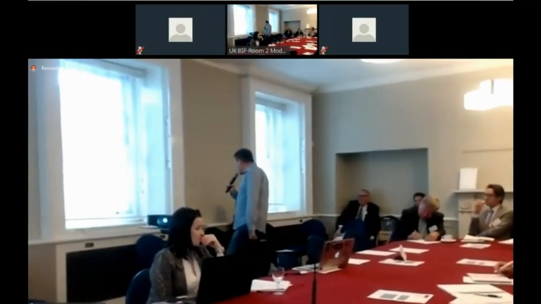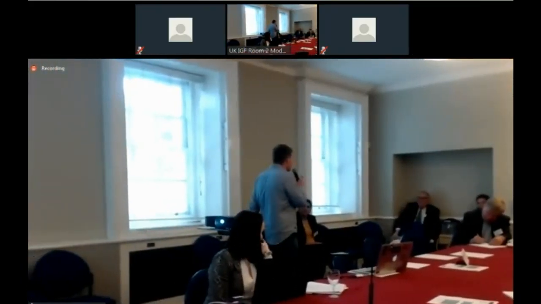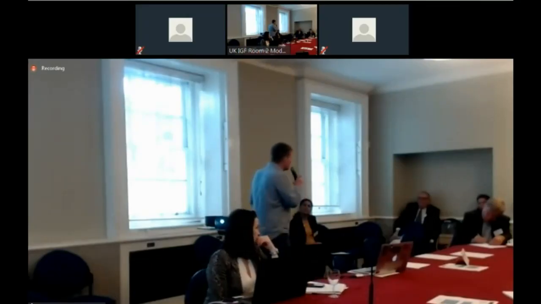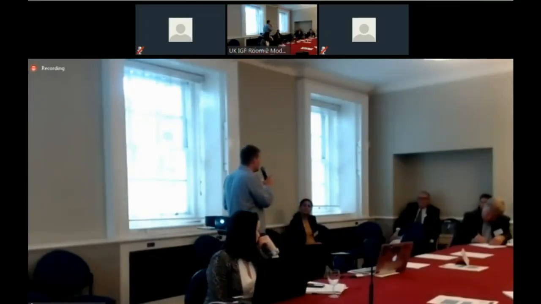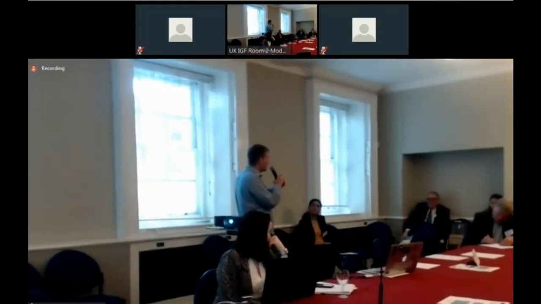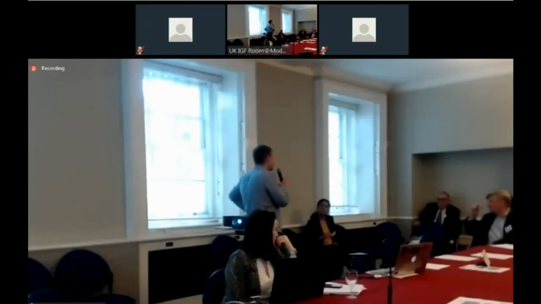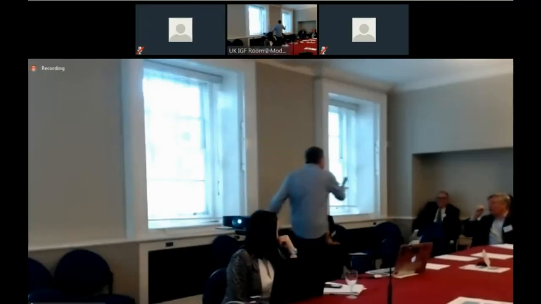W3C sits slightly higher up the stack. They basically, for instance, develop the HTML set. So basically the language that is used to build websites comes from W3C. Those sit slightly higher up the level, where the transport protocol is the Internet Engineering Task Force. The stuff that sits in the packet, part of that comes from W3C. Does that answer your question?